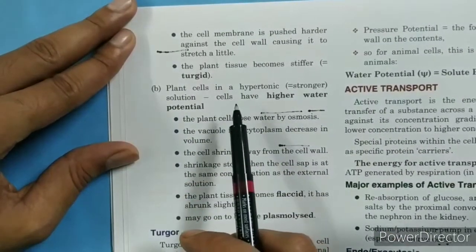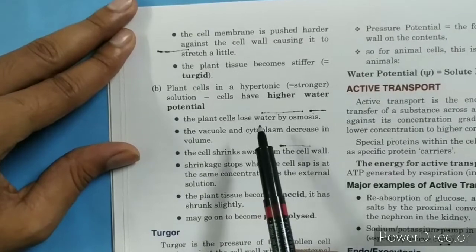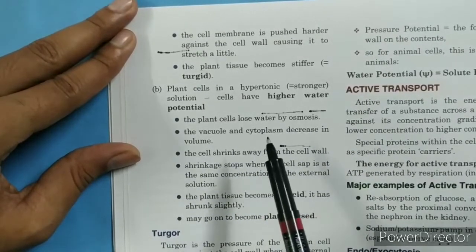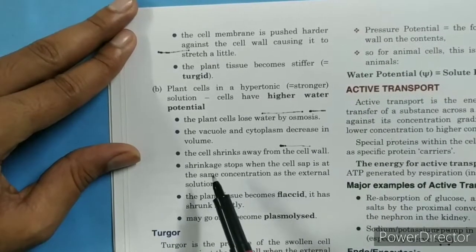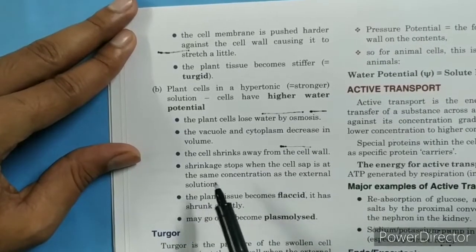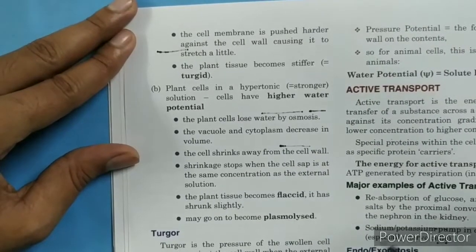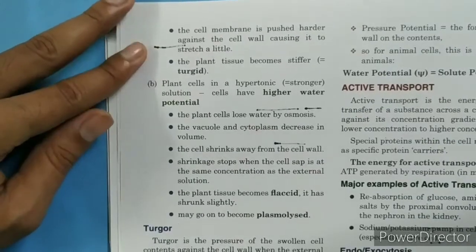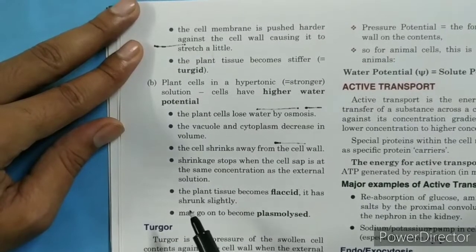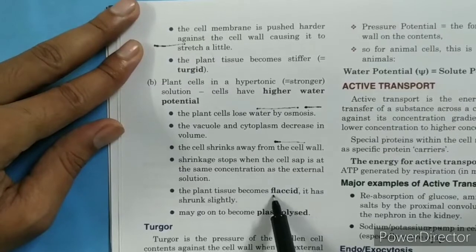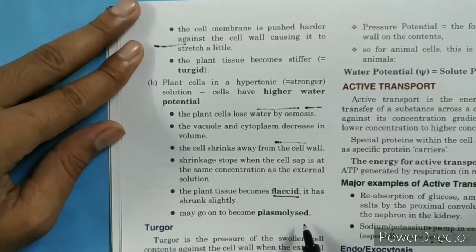But when it is kept in a higher concentration solution, or hypertonic, then the plant cell loses water by osmosis, and the vacuole and cytoplasm decrease in volume, and the cell shrinks, and shrinkage only stops when the cell is at the same concentration. And you can see this example when you place a grape in a sugar solution, or when you place a gram in water solution. So we know that the plant tissue becomes flaccid, and it has shrunk slightly, so it may go on to become a plasmolysed cell.